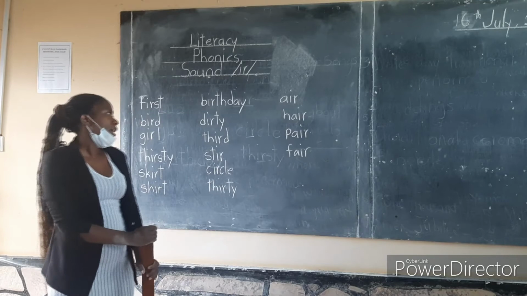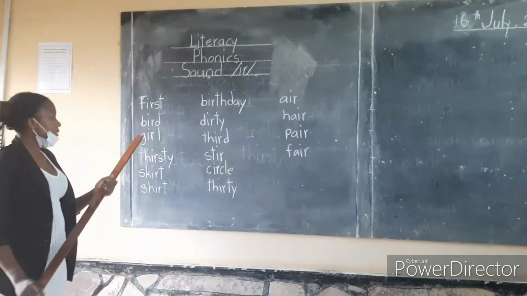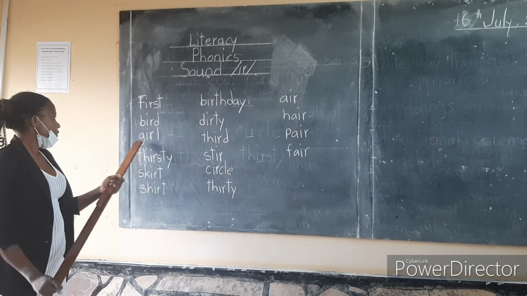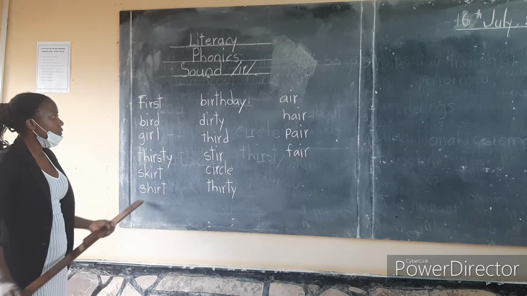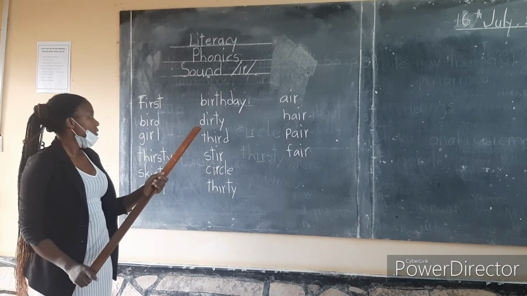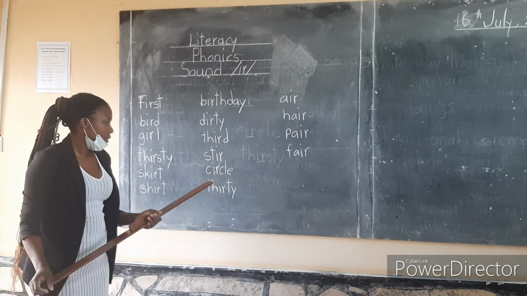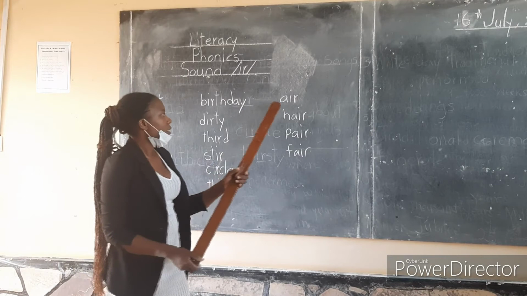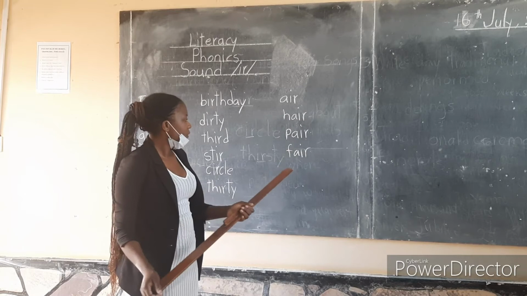So here with me are the words that have sound D. First. Bird. Girl. Thirsty. Skirt. Shirt. Birthday. Dirty. Third. Steer. Circle. Air. Hair. Fair. So these are the words that I have here with me.